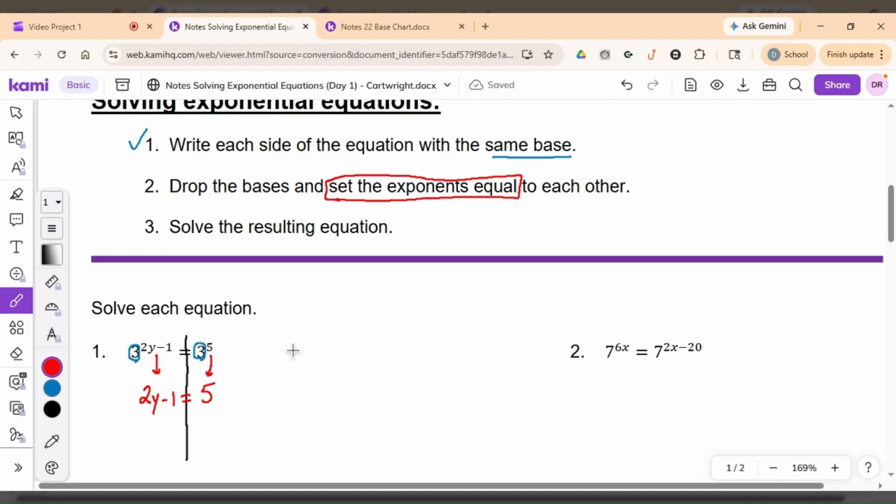That's it, okay? So we recognize they have the same base. We drop those bases, and we just write an equation using the exponents now. And all we have to do now is solve that equation.